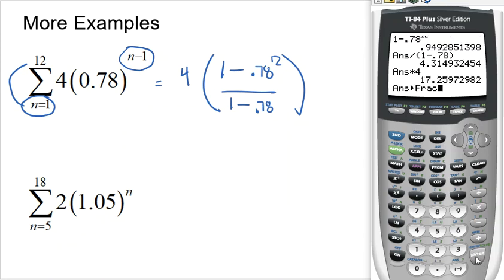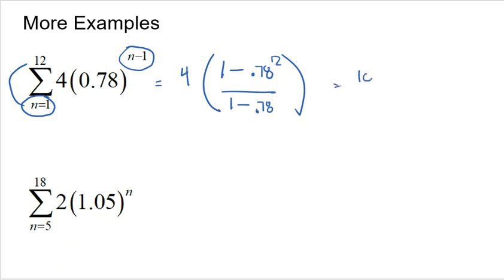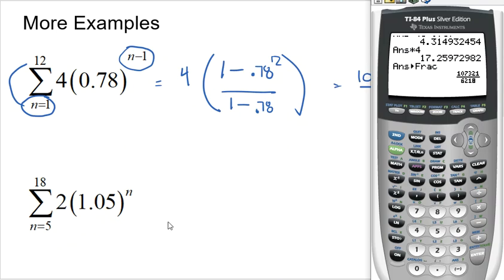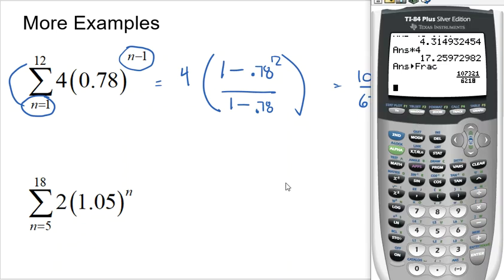Try to change it to a fraction. And, oh, it works. Again, sometimes it doesn't work. In that case, you got to give me decimals. But if it can be changed to a fraction, boy, oh boy, would I like you to do that. So I get 107,321 all divided by 6218. Now, some kids will put the approximation, and they'll say that's approximately 17.2597.